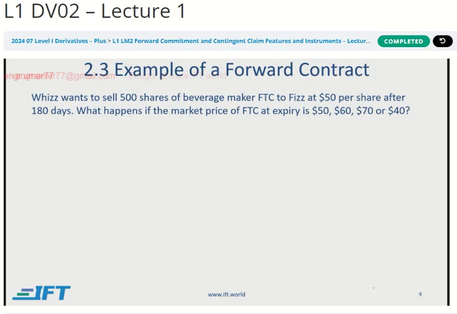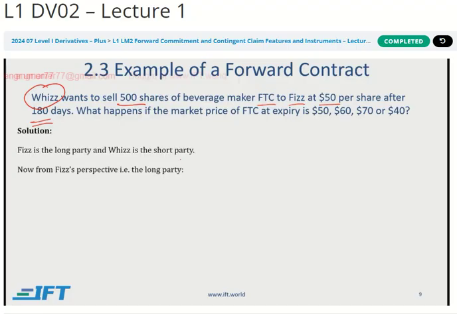Let's look at an example of a forward contract. So there is a company called Viz. They want to sell 500 shares of a beverage maker FTC to Fizz at $50 per share after 180 days. What happens if the market price of FTC at expiry is 50, 60, 70 or 80? So let's have a look at this.